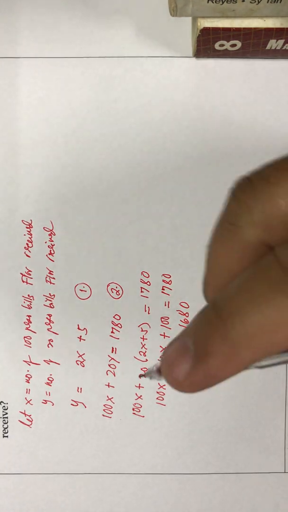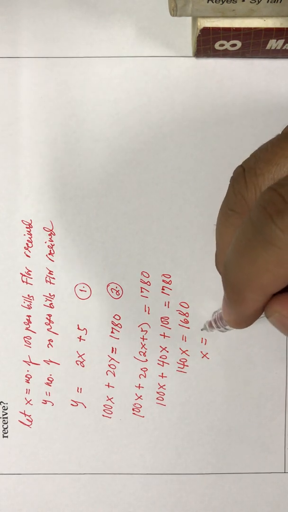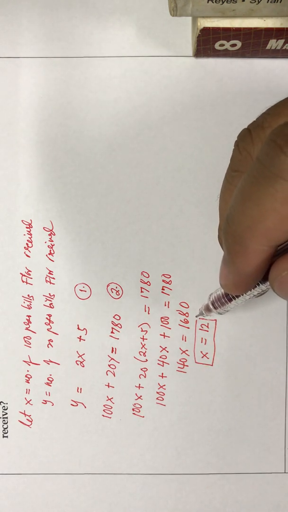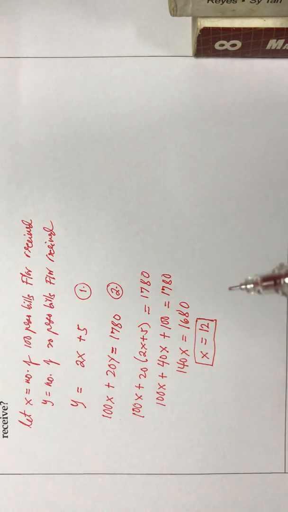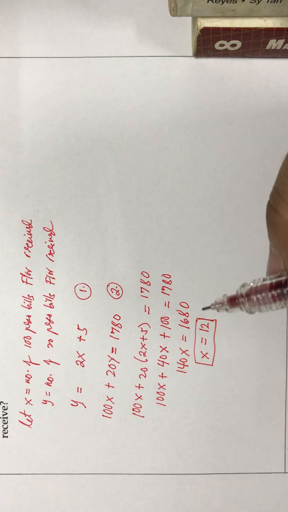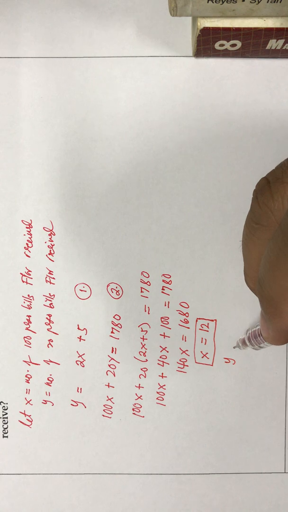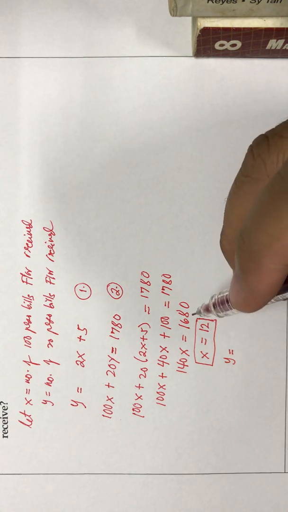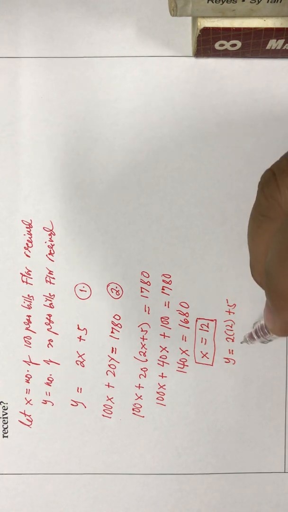Dividing both sides of the equation by 140, then x = 12. Meaning to say, there are 12 100 peso bills that Flor received. Okay. If there are 12 100 peso bills that Flor received, therefore, there are 29 20 peso bills that she received from the bank. How do you get 29? That's 2 times 12 plus 5. So the sum of 24 and 5 is 29.